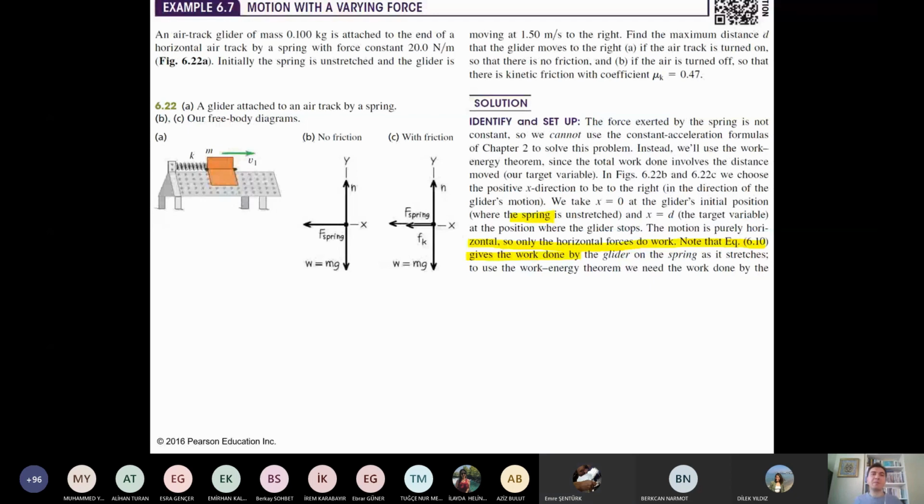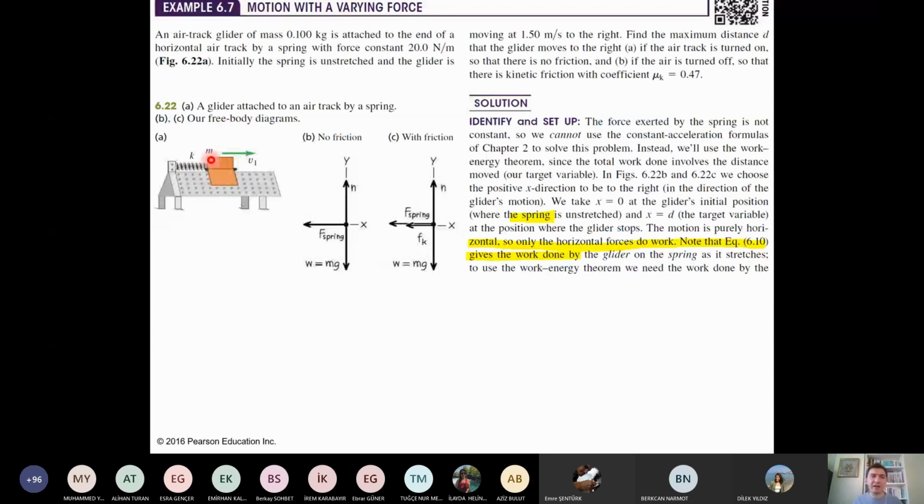Okay, this is example 6.7 from the book, motion with a varying force. There is an air track glider of a mass, which I have explained before the midterm exam. This is the air track glider. You apply air from this side and you produce more or less frictionless surface between the glider and this surface. And here we have a spring, okay, with some certain force constant or spring constant. This is the mass of the glider, and this is the velocity of the glider.